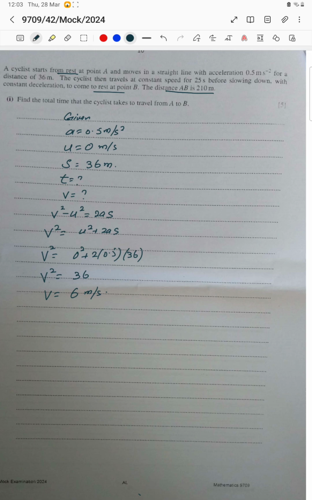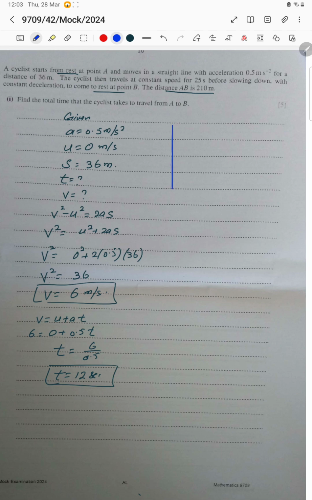And now, at what time will it come to this speed? So v is equal to u plus at. v is 6, u was initially at rest, and a was 0.5 times t. So t will be 6 divided by 0.5, t is 12 seconds. It means at 12 seconds it will be at the maximum of 6 meter per second. Now we can draw the graph, the VT graph, to better justify our answers.